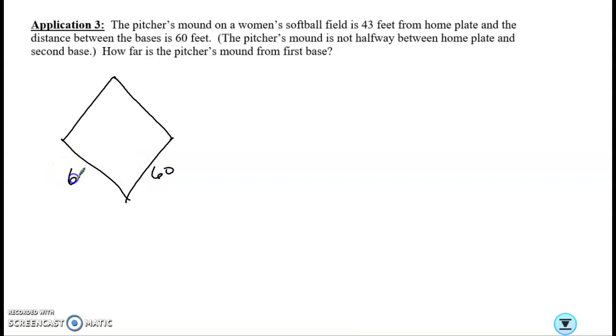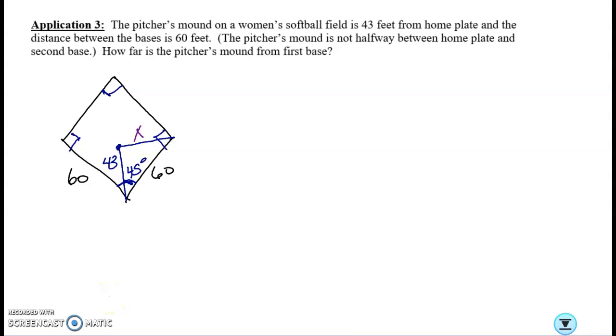So we have 60 feet here, and the pitcher's mound is only going to be 43 feet away from home plate. Hopefully you realize that it makes up a diamond, and at each of these 4 corners we have right angles. So the line from the pitcher's mound to home plate bisects that right angle, and so you have here a 45-degree angle. If the pitcher fields a ground ball and needs to throw to first base, how far are they throwing? So we're finding this side right here, X.